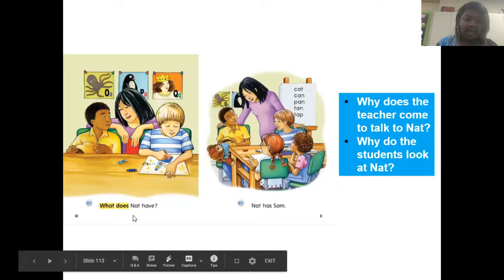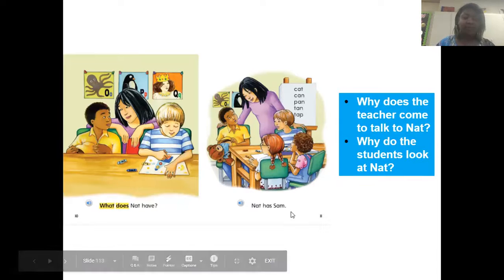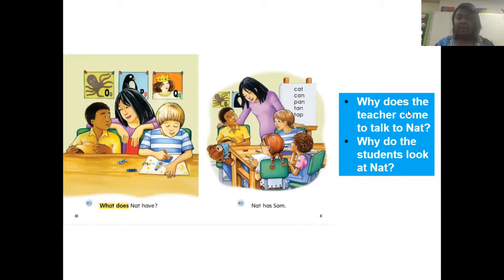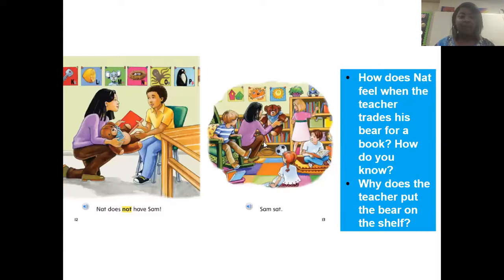What does Nat have? Nat has Sam. Why does the teacher come to talk to Nat? Why did the students look at Nat? Those are some questions to think about. Let's review those key details. Look at the pictures, look at the text. Those are some things that good readers do to help them understand what's going on in the story.